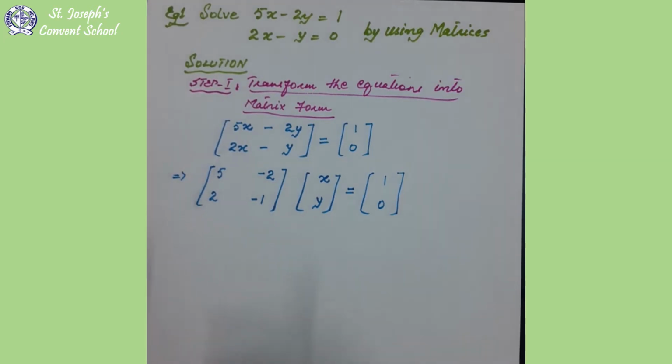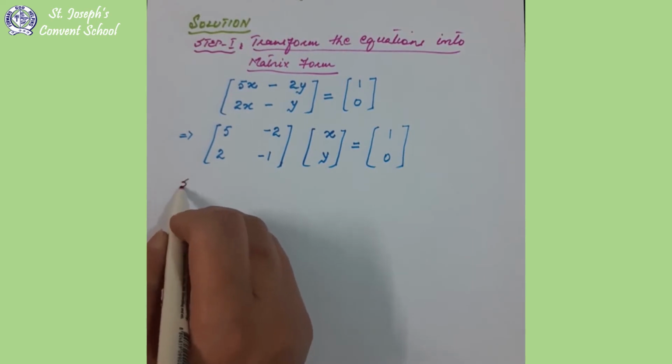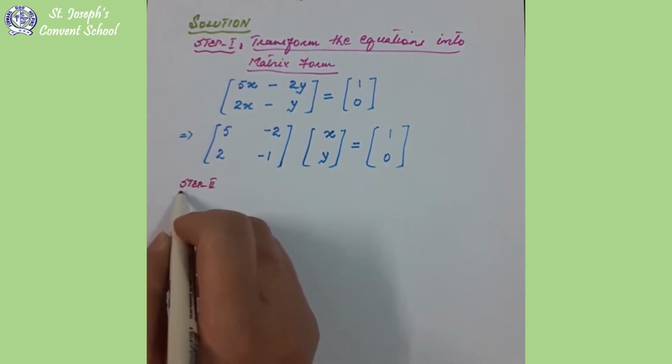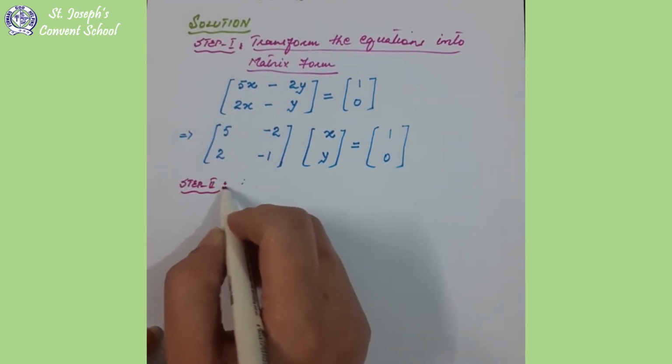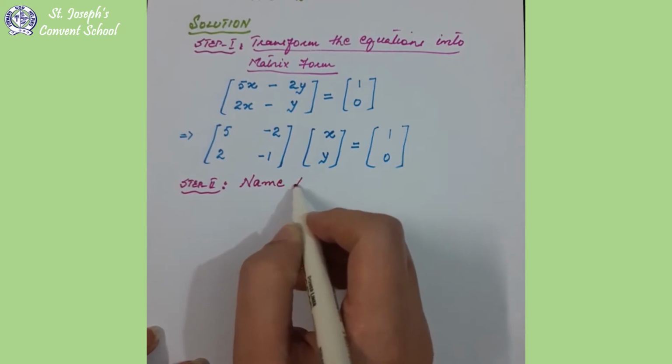Now we have changed it into matrix form. After changing them, you have to give them names in the second step. Step 2: name the matrices.